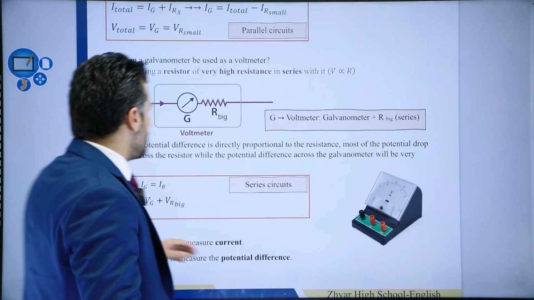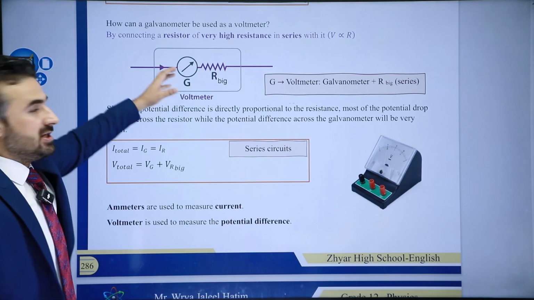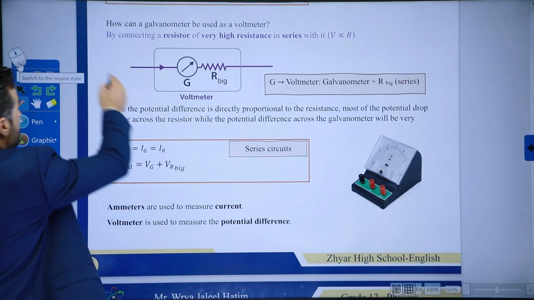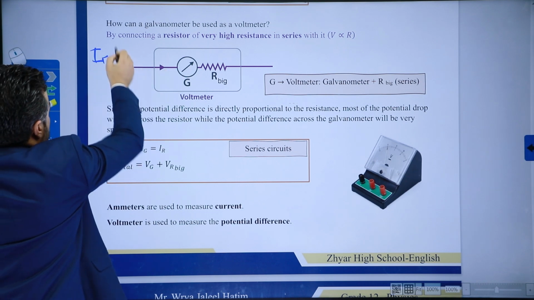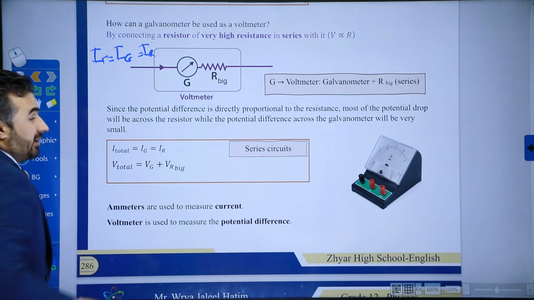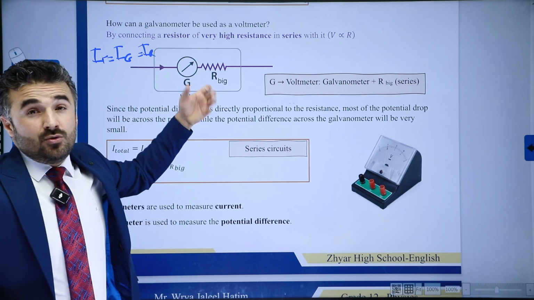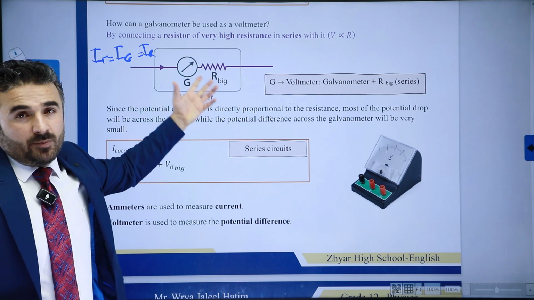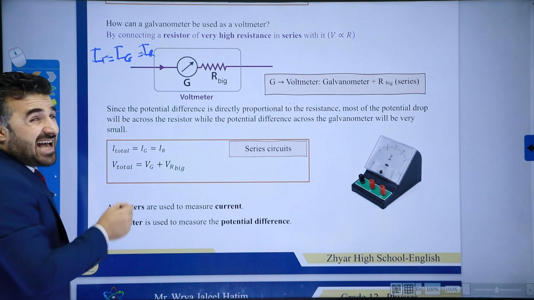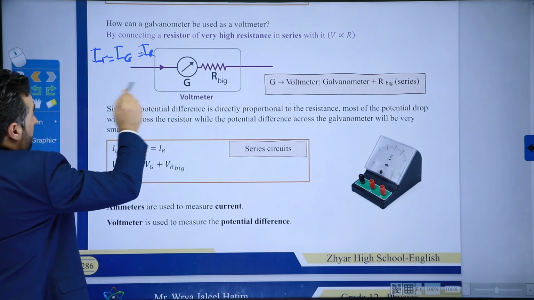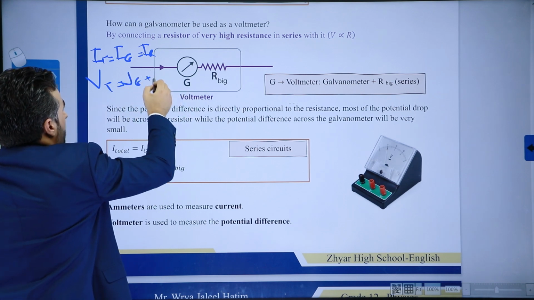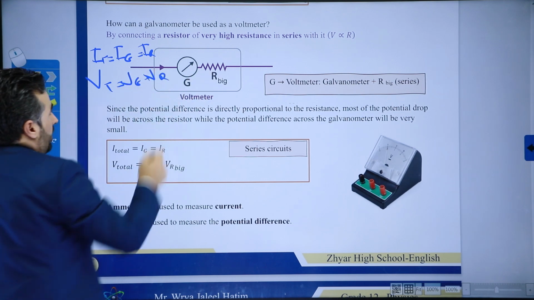Okay, now what is the nature of the voltage and the current in series? We did talk about this one, yeah? In a series circuit, remember this, the current is the same. That means I total is the same as the current on the galvanometer, which is the same as the current on the resistor here. But we're trying to use the galvanometer as a voltmeter. And how can we do that? Remember this, in a series circuit, the voltage is additive, or the potential difference is additive. In other words, V total is equal to the voltage on the galvanometer plus the voltage on the resistor here.